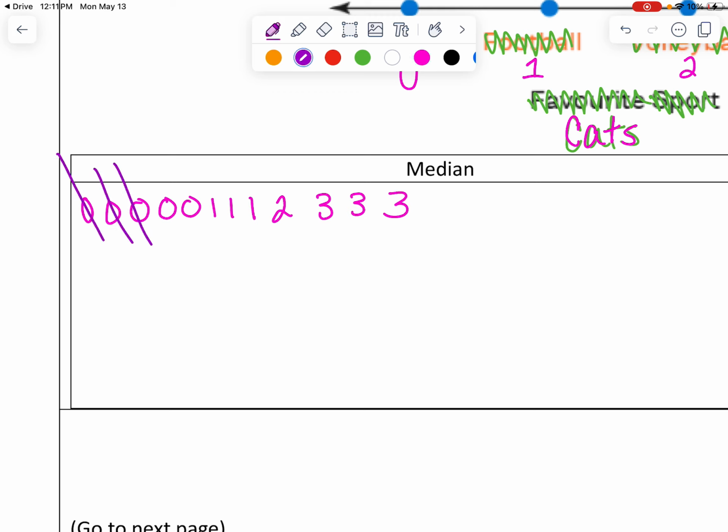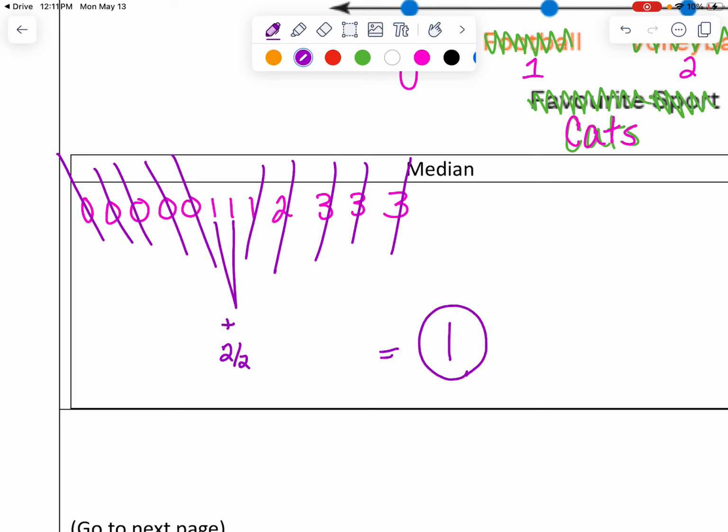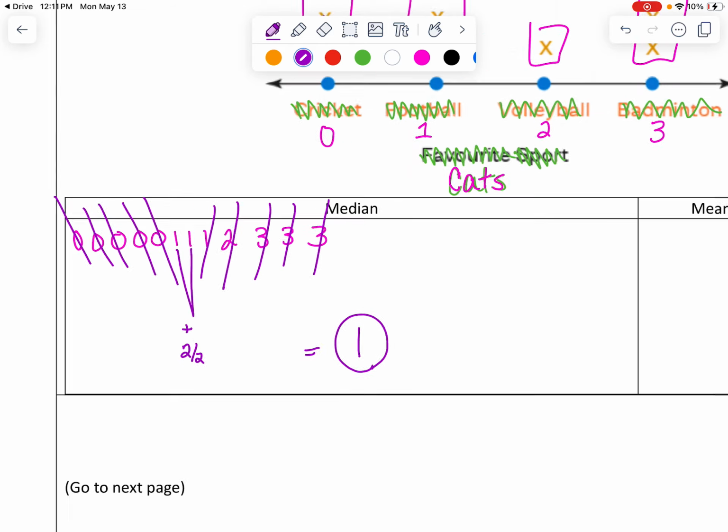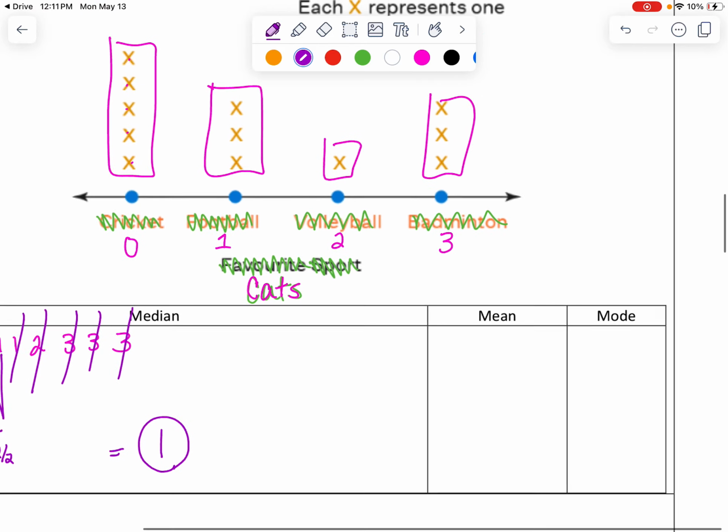So boom, boom, boom, boom, boom, boom. Nice and slow now. One on each side, maybe one on each side again. Okay, we have to average those. 1 plus 1 makes 2, divided by 2 makes 1. That's how you find the median. The mean means you have to average them together.